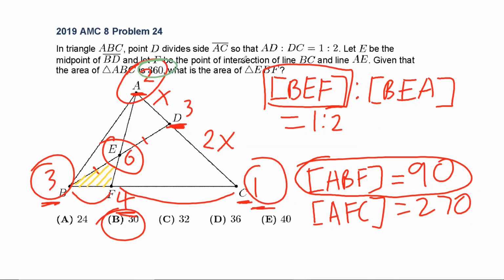So basically what we've been trying to do is use mass points to find the ratio of all the different side lengths in the figure. And using that, we've narrowed our area down to what they were looking for. So first we had 360. Okay, sure. So first we had 360, and then we narrowed it down to 90. And then we narrowed it down again to 30. And that was the answer.